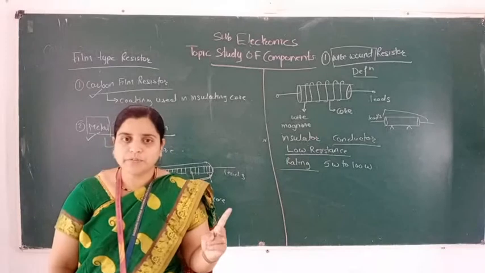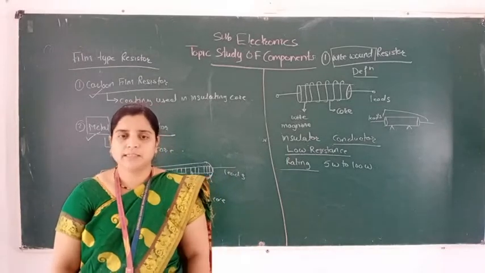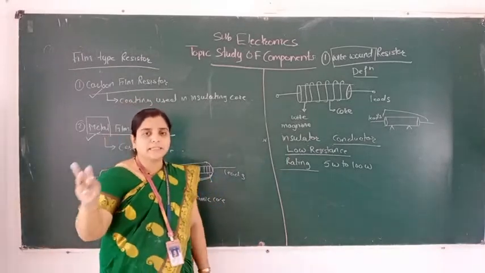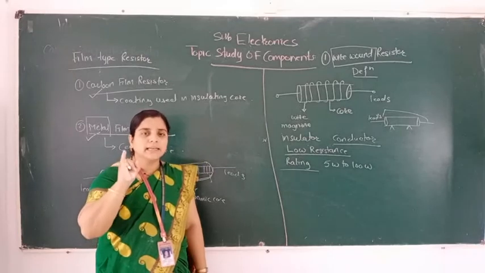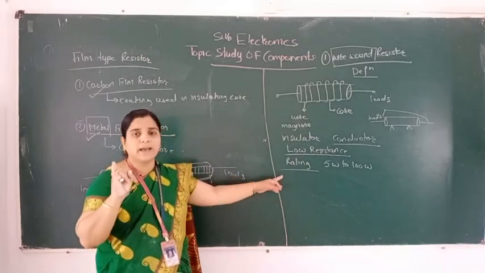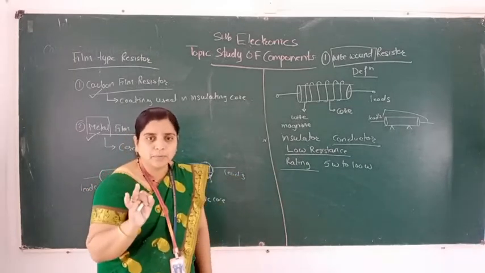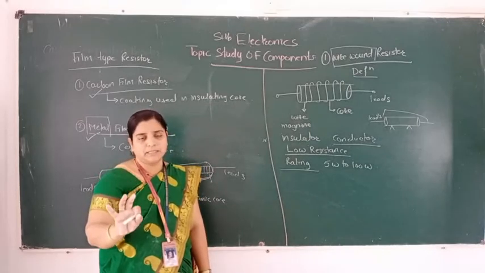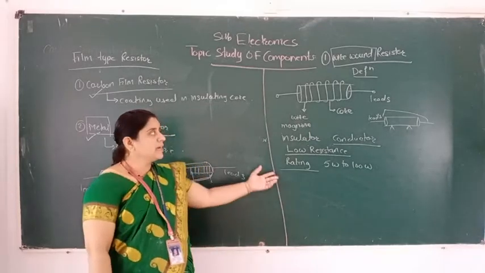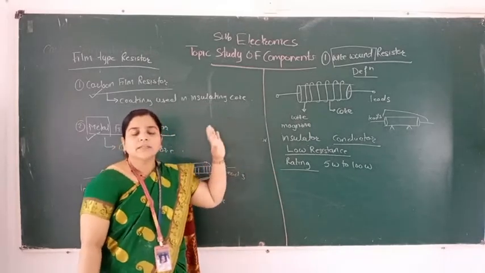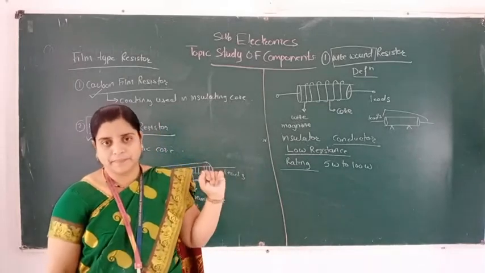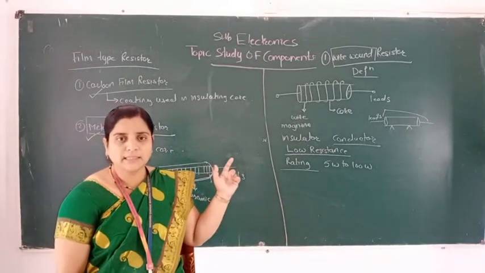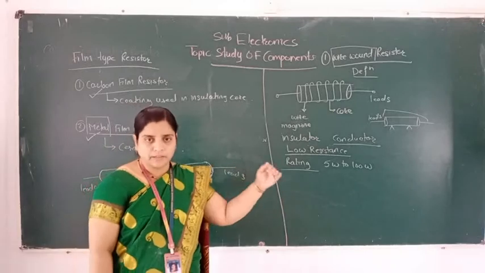Then there are two types: fixed resistor and variable resistor. Again, in the fixed type resistor there are three types: wire wound resistor, carbon composition resistor and film type resistor. These are the three types of resistor that we have seen with their symbolic diagrams. All of you understand this? We will go one by one.